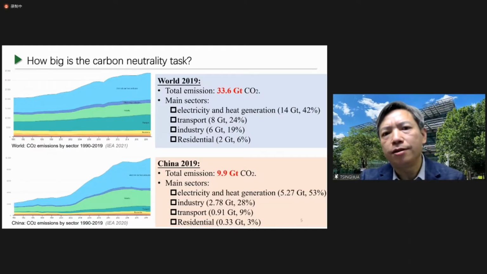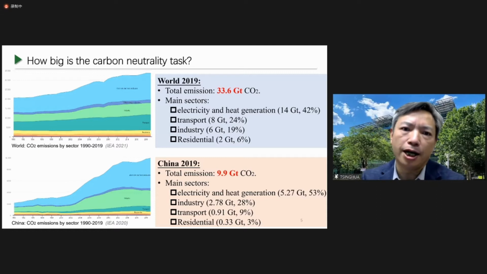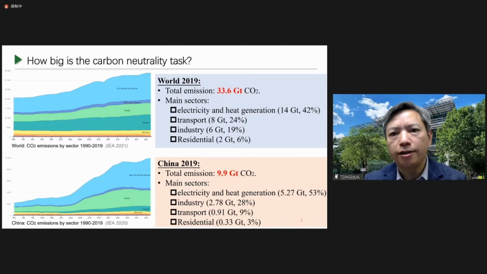Then the next question is, how big is the carbon neutrality task? These 2 figures from the IEA report show the energy-related CO2 emissions in the world and in China, respectively. Total world energy-related CO2 emission has continued increasing during the recent 30 years and reached 33.6 gigatons in 2019, of which 42% was from electricity and heating generation, 24% from transportation, and 19% from industry.